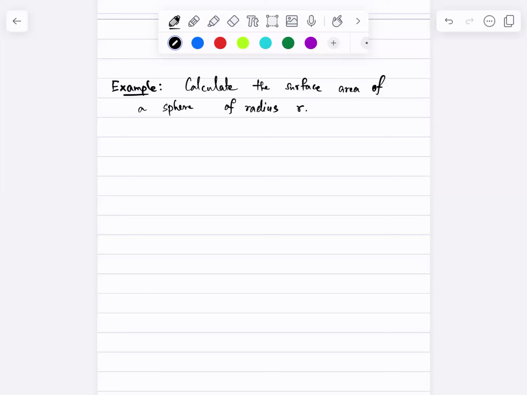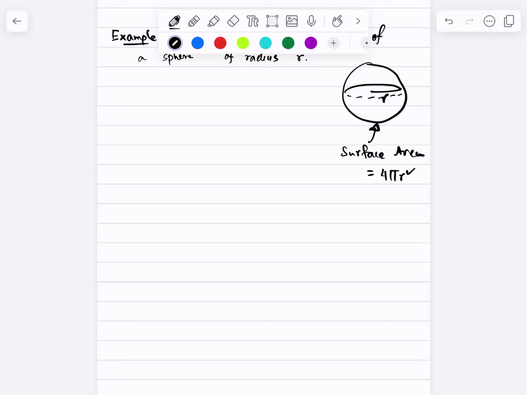Okay, the next problem is you have to calculate the surface area of a sphere of radius r. We know that if I have a sphere, say like this, the surface area is given by the formula 4 pi r squared. Okay, so let us verify if that is true or not.